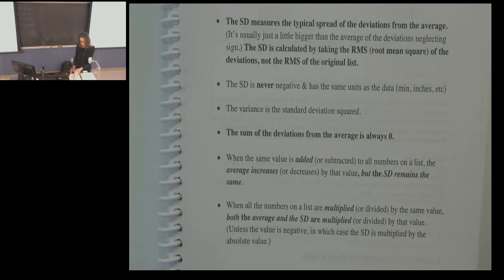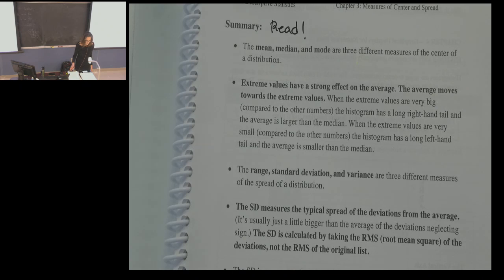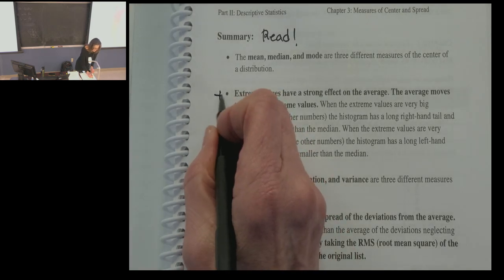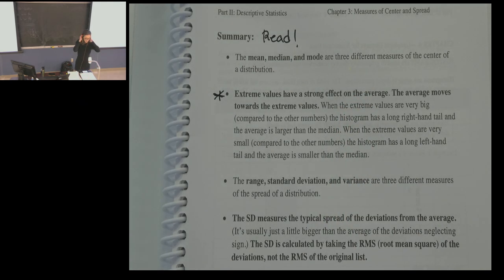All right, now let's see what we're going to do next. Summary. Again, I can't emphasize enough, especially when you're studying for an exam, just read over these summaries. They're all really important. Certainly you should keep in mind that extreme values have a strong effect on the average, and the average moves towards the extreme values, as we saw. This is especially important when you're looking at average income, because there are some very extreme values, billionaires, right? And so they're going to raise the average.